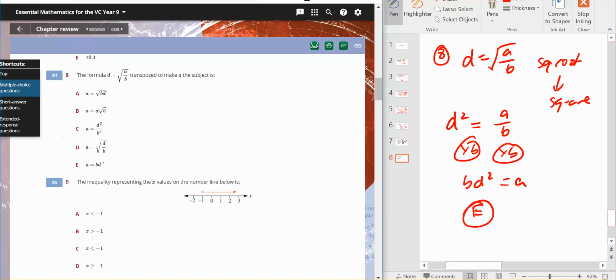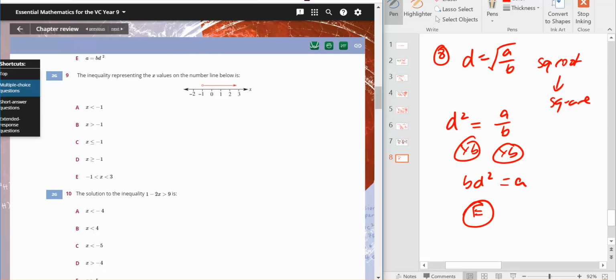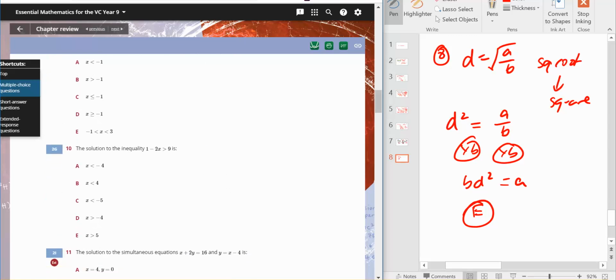Question 9 we're not going to do because I didn't cover it in class. Question 10 we can definitely do, so let's go to question 10.